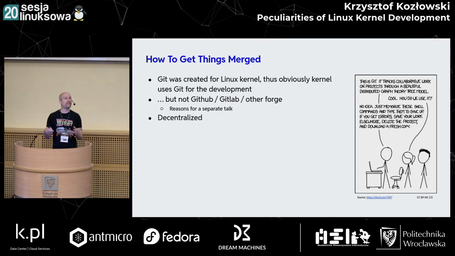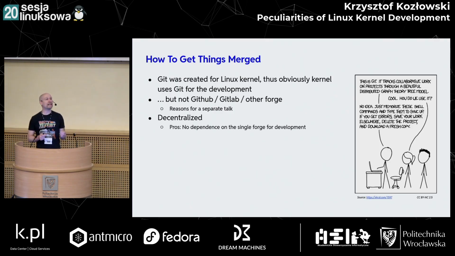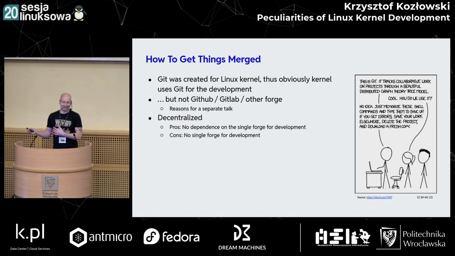So the benefit of our approach is that we are decentralized, obviously, right? We don't depend on one forge. If GitHub collapses, we don't care. If GitLab collapses, we don't care, right? So this is a plus. Minus, we don't have a single place. So there is no single forge for development, so how should people actually meet? And the solution for us was email. So the process for contributing to the Linux kernel is email-based.